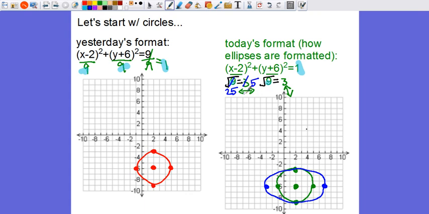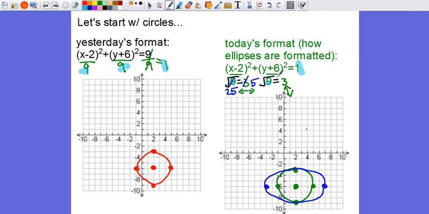So if you want to be completely consistent, you can always keep the right side as 1 and divide everything by whatever number this is, if it's greater than 1. In this case it's a 9. That will retain the format of the ellipses, so you're just consistent. Use the same format for ellipses as you would for circles.